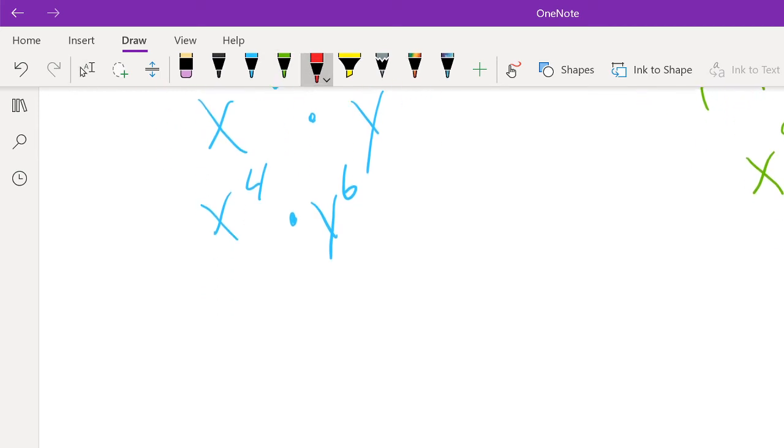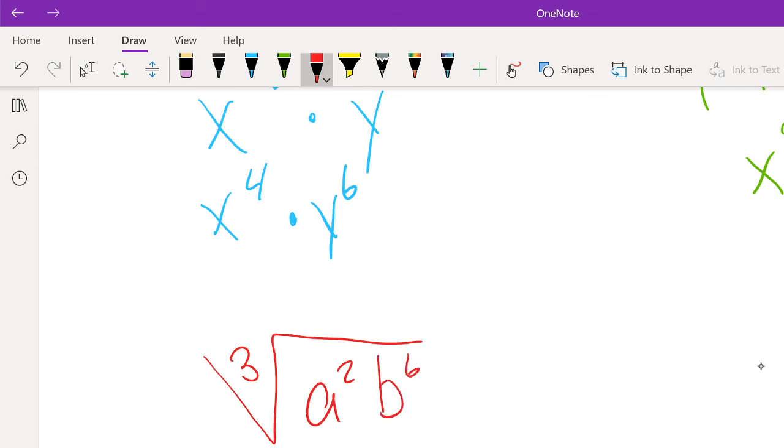Let's do another one. Let's do some roots. Let's say I have the cube root of a squared b to the 6th power. So if I do power and then root, if I have a root, then I divide it. If I divide it, that means I take a to the 2 over 3. It's okay to have a fraction power. And then b to the 6 over 3.